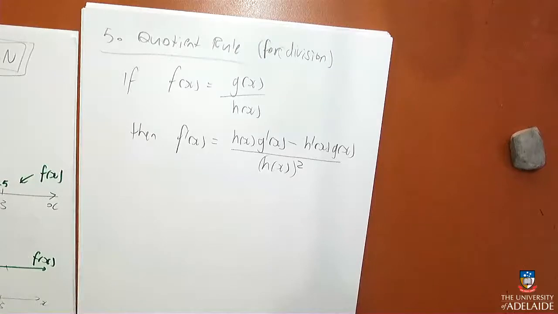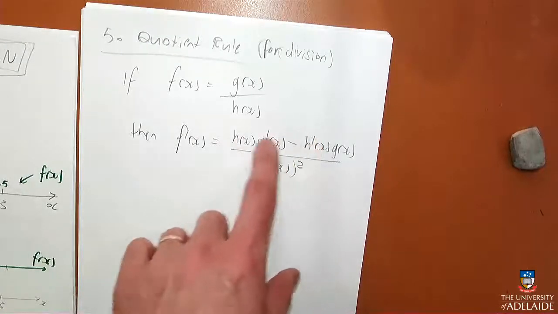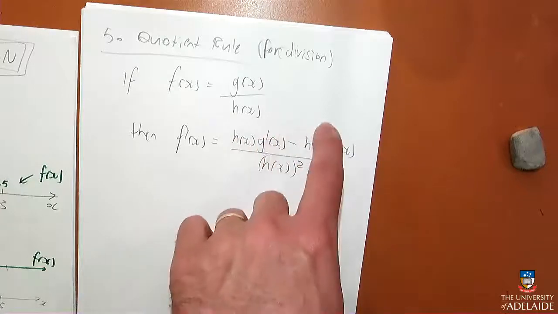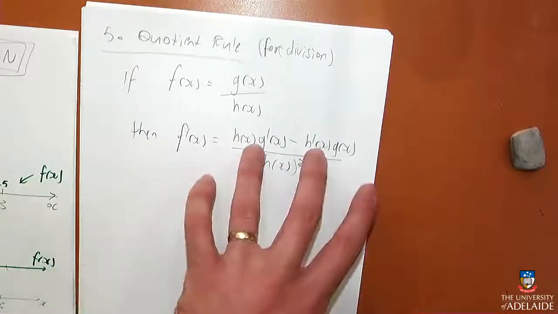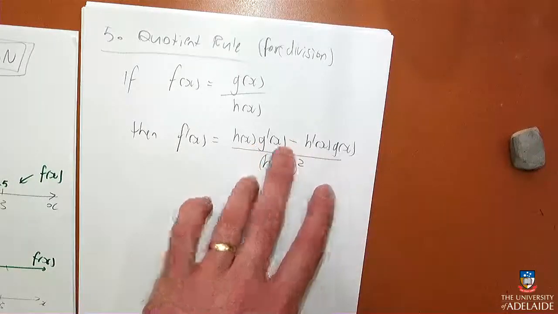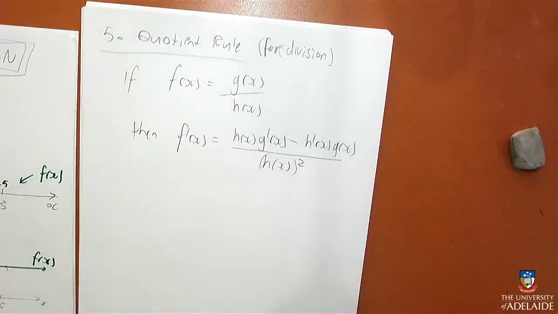That's the order that I remember it in. You might find something more productive. Some people remember it as bottom d top minus bottom d top minus d bottom top over bottom squared. I remember it as like the product rule, but with a minus, and the top line and the bottom line both start with an h, not an h dashed. Or a u over v, or a p over q, or whatever you want to call it. People will use all sorts of different letters. It's the positions that they're in that's the important thing, not what letters they are.